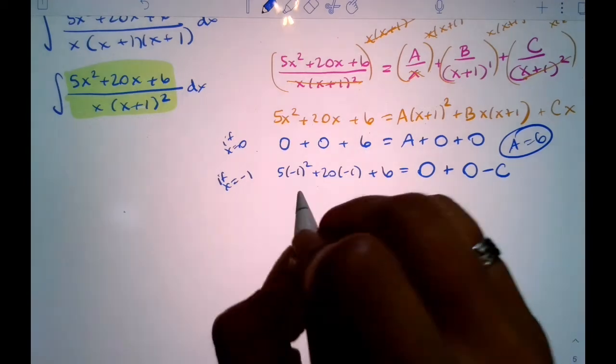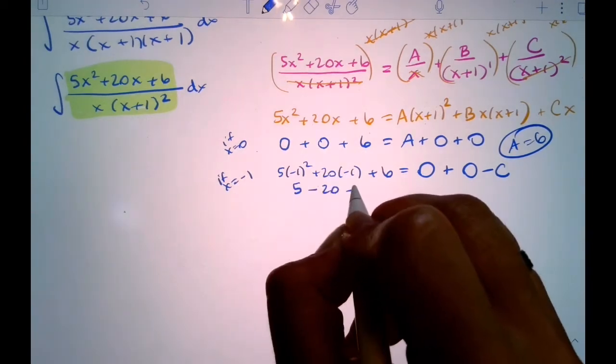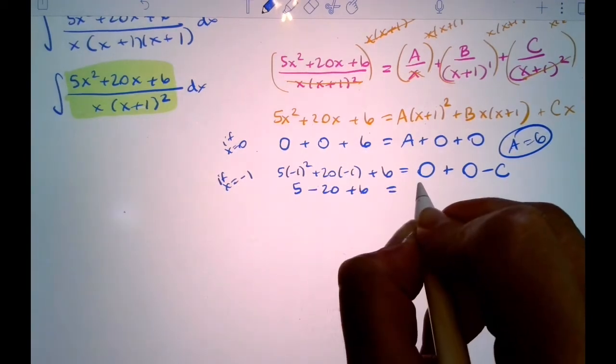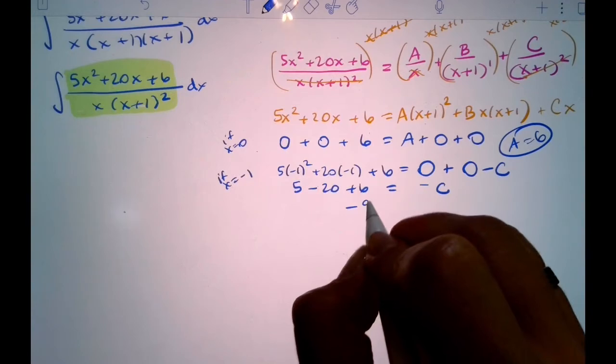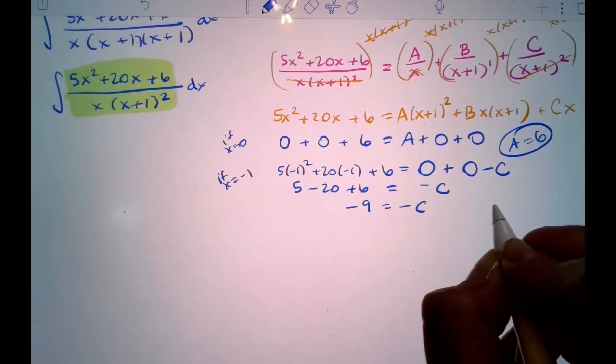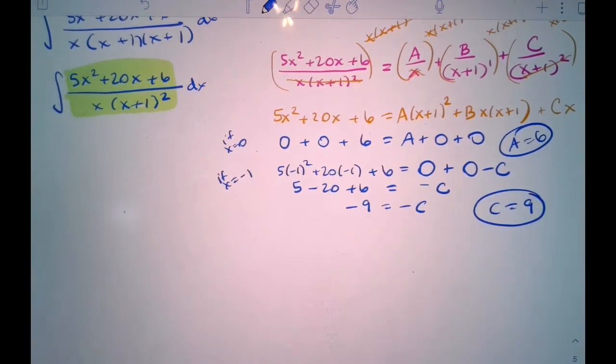So what do I have? I have 5 minus 20 plus 6 equals -C. So -9 equals -C. That tells me C is 9. That's a nice number. This is great.